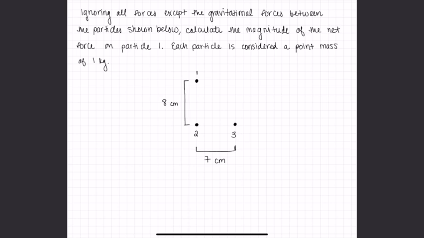So we're first going to re-practice and revamp our skills by looking at how we would do a problem like this with gravitational forces, which you should know and love from Physics 1. And if you are taking Physics 1 right now, then this is just a question that you can use, and keep in mind that questions like this will come up again in Physics 2, if you take it. So for this, we are ignoring all forces except the gravitational forces between the particles shown below. We're going to calculate the magnitude of the net force on particle 1. Each particle is considered a point mass of 1 kilogram.